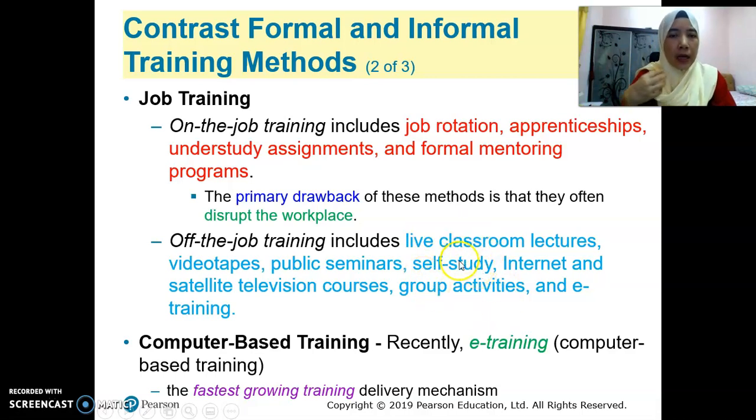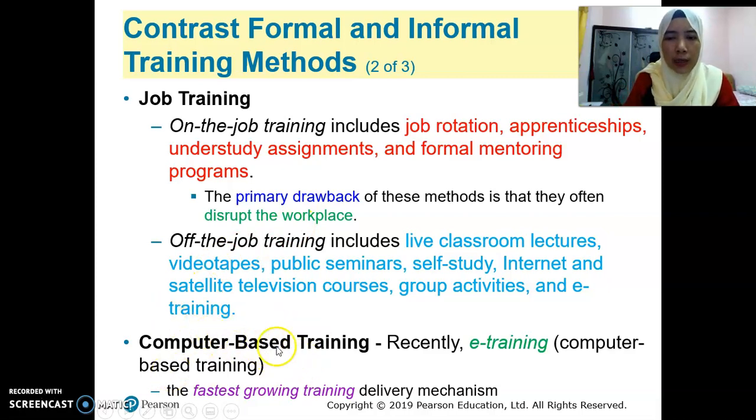Off-the-job training includes classroom lectures, videotapes, public seminars, self-study, internet, satellite and television courses, group activities, and e-training. All of these are off-the-job training because the employees are having training at different times, not at the same time as performing the job. The employees may be sent to attend classroom lectures or activities not related to performing the job at that time. They may be given a day off just to attend the training. With on-the-job training, the process of training and performing the job happen at the same time. With off-the-job training, performing the job and attending the training happen at separate times.